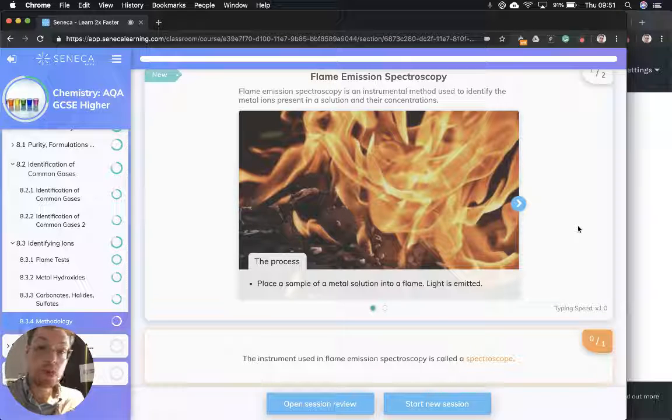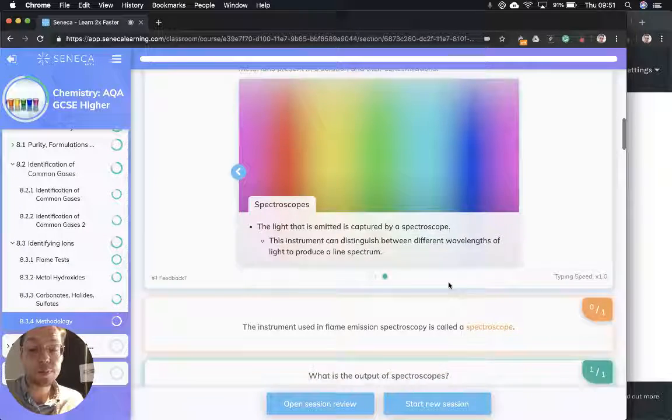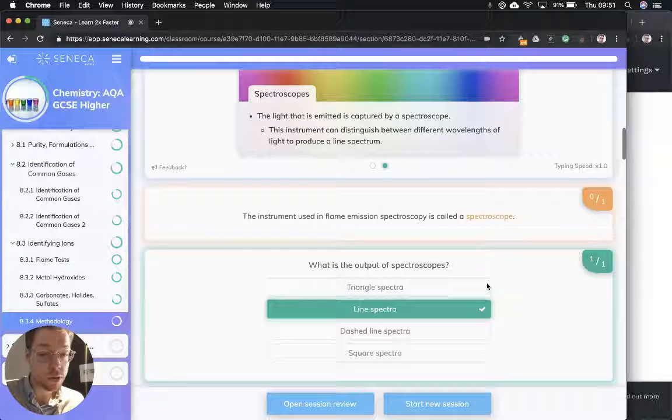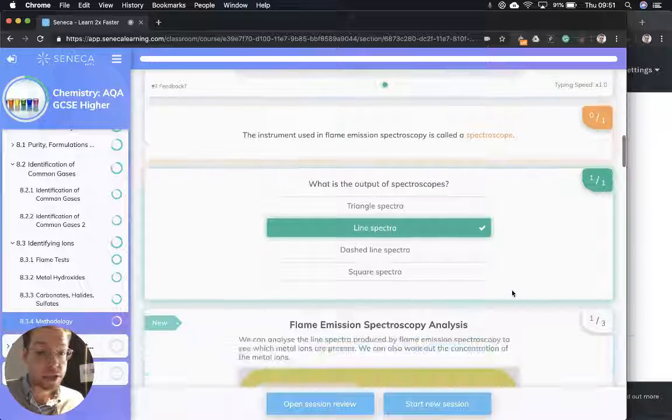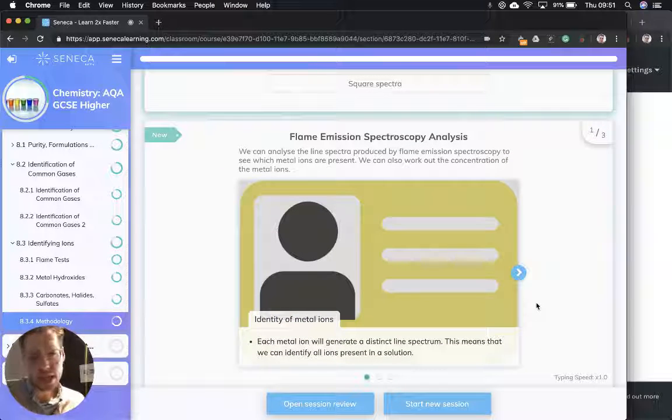How does it work? We place a sample of metal solution into a flame and then light is emitted. Okay, the light that is emitted is captured by a spectroscope, and this instrument can distinguish between different wavelengths of light to produce a light spectrum. Let's do a cute little review. The instrument used in flame emission spectroscopy, what was that called? It's a spectroscope. And what's the output? It's a line spectra.